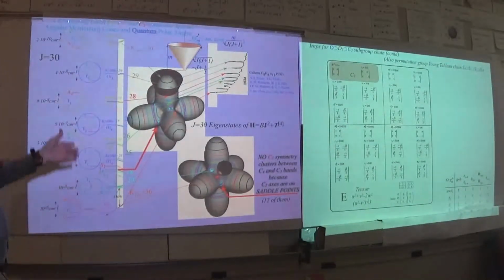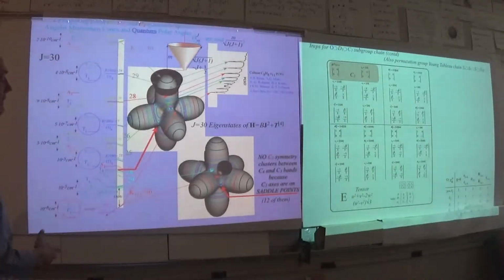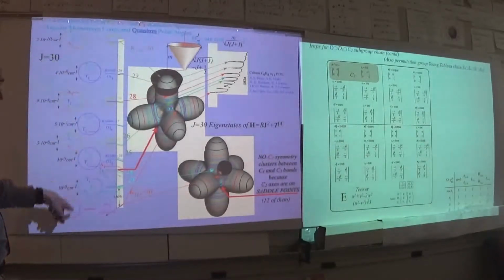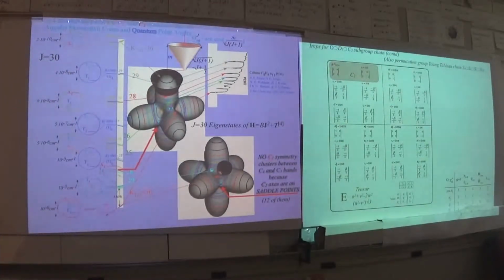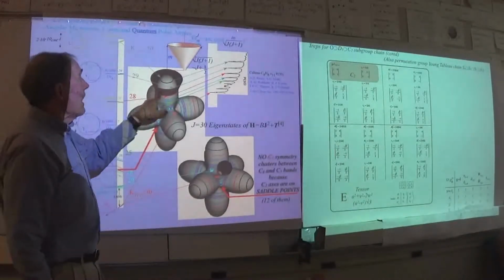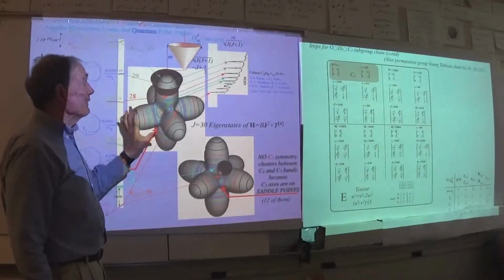You end up with either this, or if you're in the valley, you end up with the C3s that we showed. But this is a really healthy example for J equals 30 of the spectrum that we expect in the highlands of this rotational energy surface.